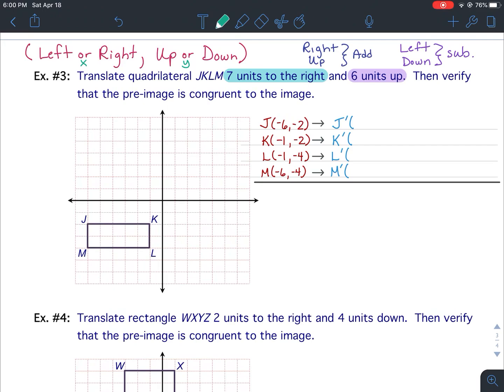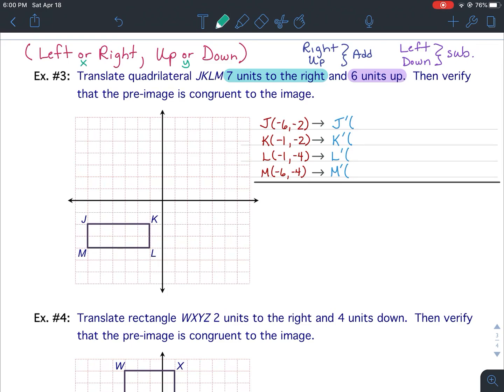Example number 3, we're going to do it in 2 parts. It says, translate quadrilateral JKLM 7 units to the right and 6 units up. Then verify that the pre-image is congruent to the image. The part where we verify it is like example number 2, and it takes a lot of work. So we're going to do that in a separate video. So for the first video here, we're just going to find J prime, K prime, L prime, M prime, and we're going to graph it on the coordinate plane.